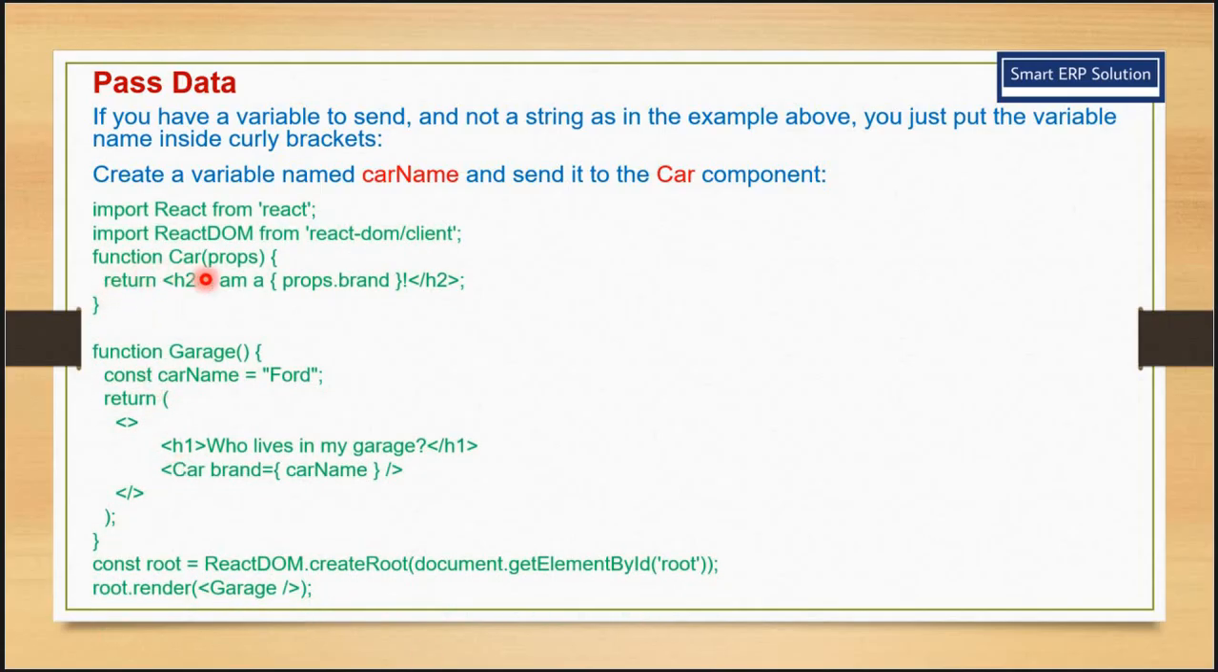The function Car, props will be passed as a parameter, then return I am a props.brand. Then again function Garage, carName equal to Ford, then return who lives in my garage, car brand within the curly braces, this variable carName. This is the render method, calling the render method.